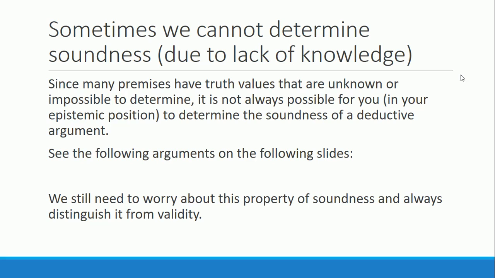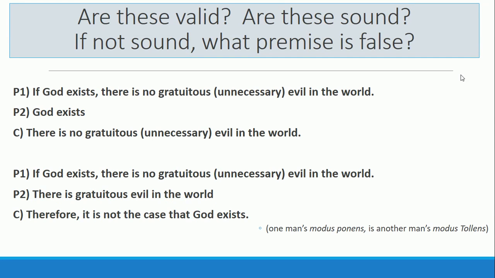All right, so we'll look at a couple arguments in the following slides, and we want to worry about the property of soundness and distinguish it from validity. Are these valid or are these sound? If they're not sound, what premise is false? Premise 1. If God exists, then there is no gratuitous or unnecessary evil in the world. Premise 2. God exists. Conclusion. Therefore, there is no gratuitous or unnecessary evil in the world.